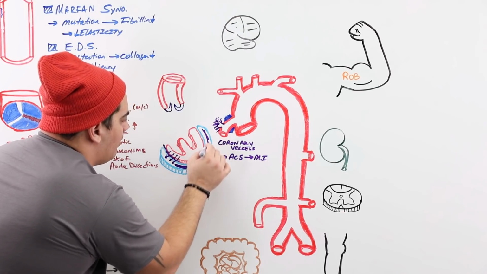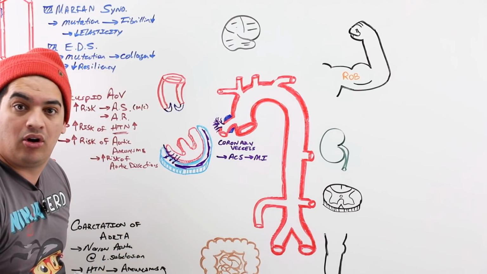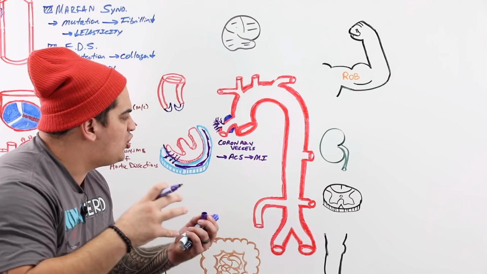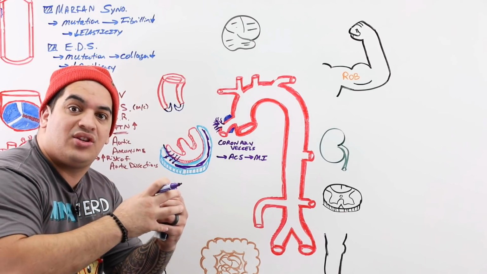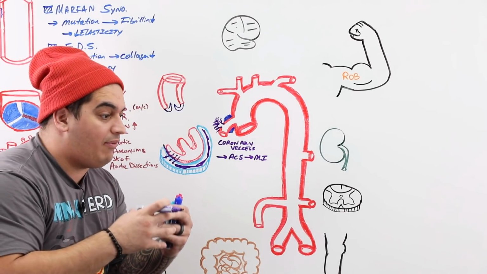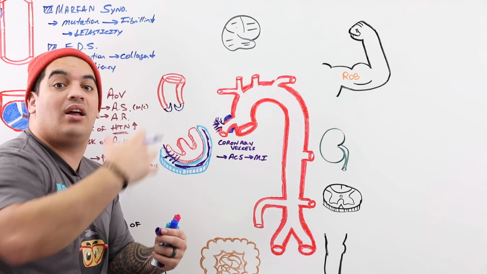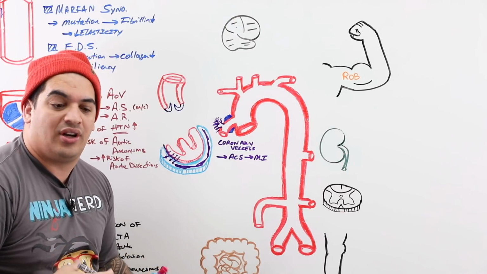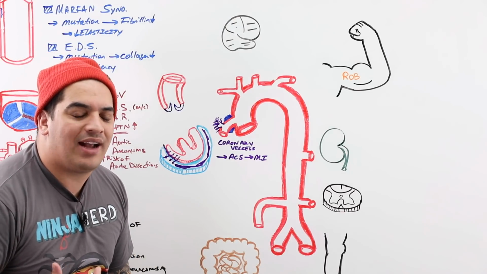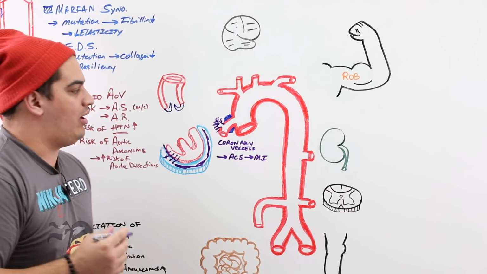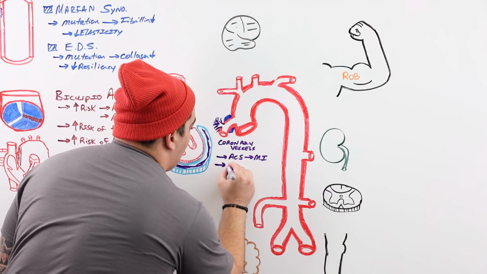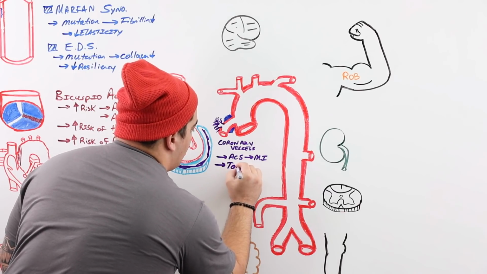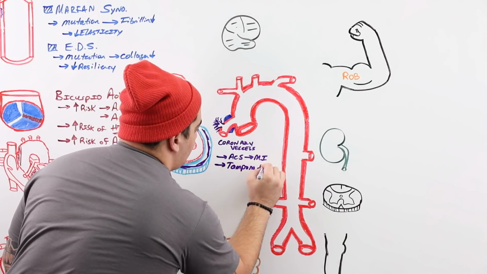If it ruptures into your pericardium and blood accumulates there, what is that called when you have blood within the pericardium? A hemopericardium. And what if that hemopericardium becomes so significant that it starts compressing on the ventricles and doesn't give the ventricle enough ability to contract and get blood out of the heart? It causes low blood pressure, jugular venous distension, and distant heart sounds via Beck's triad. Cardiac tamponade. So another potential complication here is you can develop what's called tamponade.